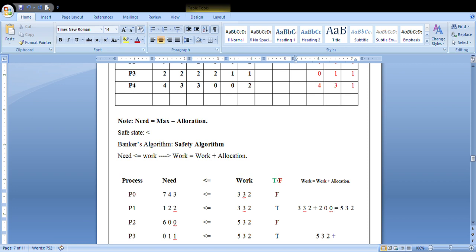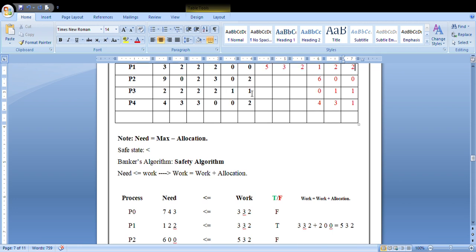532 plus what is the allocation of P3 process? 211. So after performing addition, what will be the new available value? 5 plus 2 is 7, 3 plus 1 is 4, 2 plus 1 is 3. This is your new available value. You are going to specify that new available value in the available table.